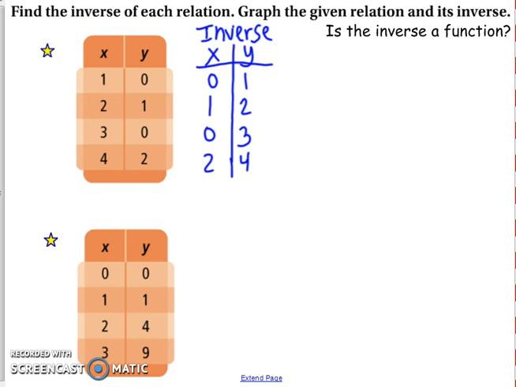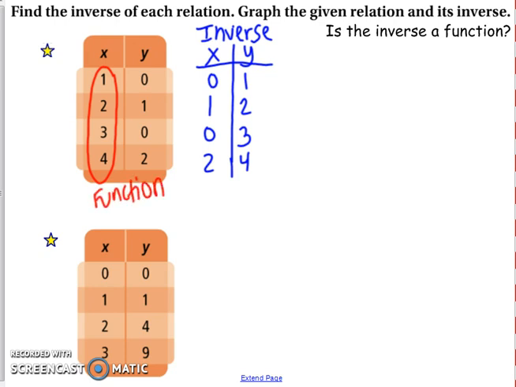So I could graph these and see if they're functions or not. But if we look at the original, we want to look at the x values. Are any of the x's repeating? Okay, so none of the x's are repeating. So the original is a function.